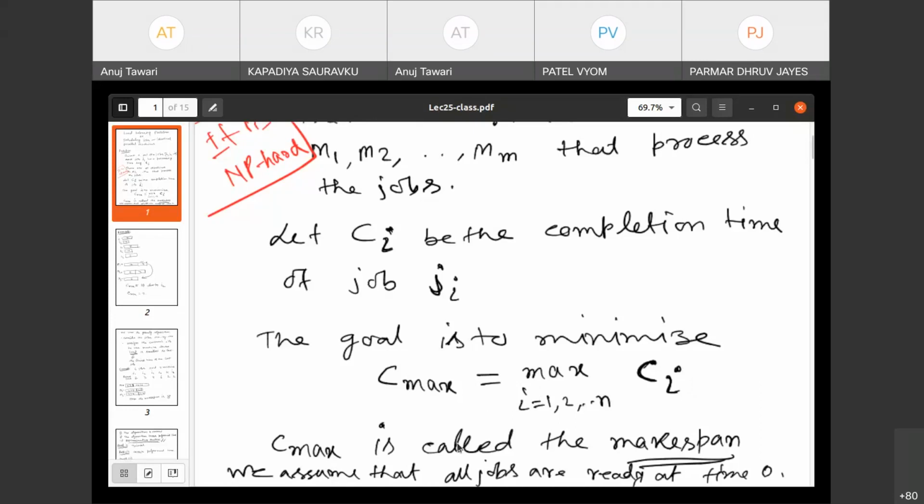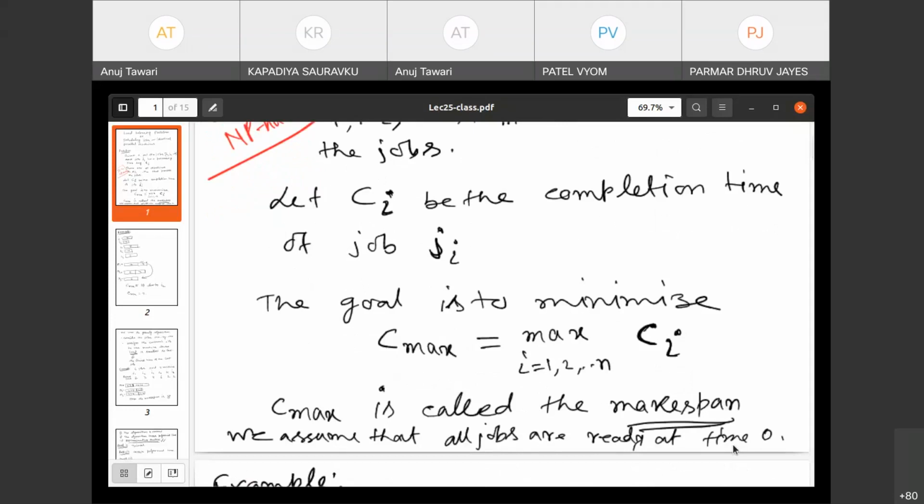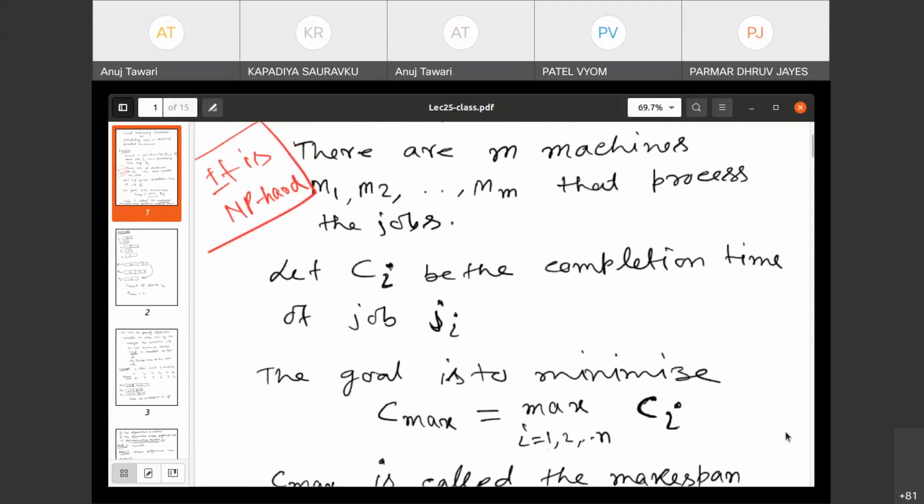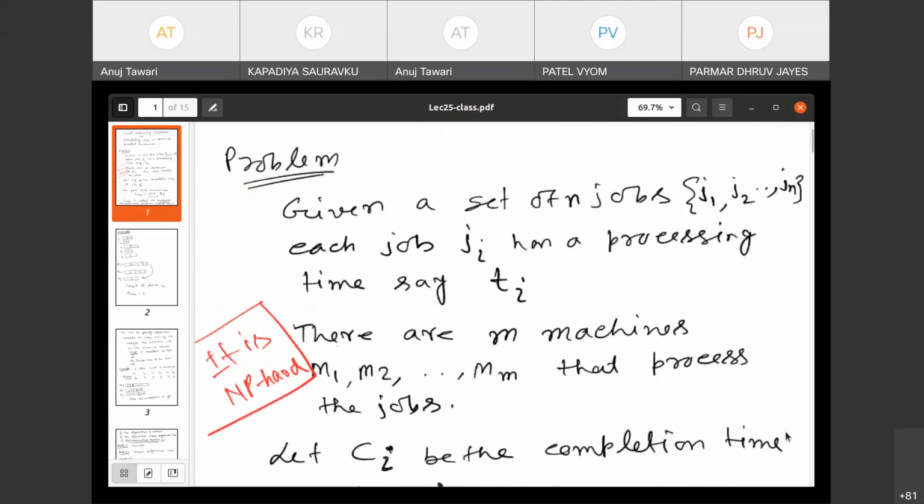This Cmax is also called the makespan. Just a definition. And we assume that all jobs are ready at time 0. There are plenty of practical applications of this problem. For instance, you could consider these jobs as documents which you want to print, and these documents are of different lengths, so they have different processing times, and there are m printers. You want to schedule these jobs on these m printers so that the maximum time for which one printer is running is as small as possible.